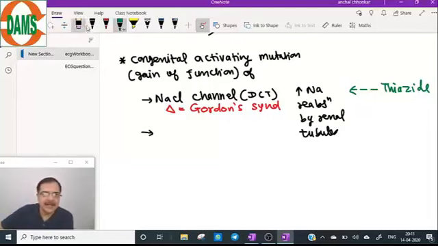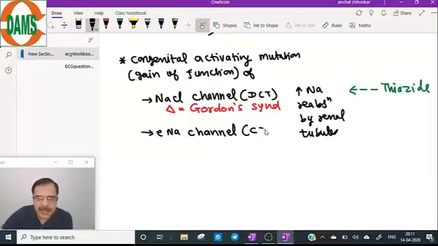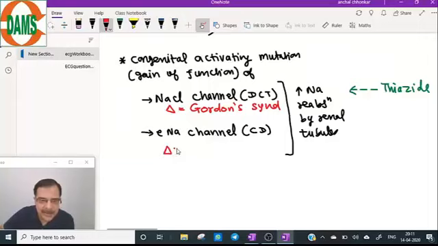And the second channel with almost the same mechanism is the ENaC sodium channel, located in the collecting duct. E stands for epithelial sodium channel. So with an activating mutation, sodium will be absorbed more. Yes, this is known as Liddle's syndrome.